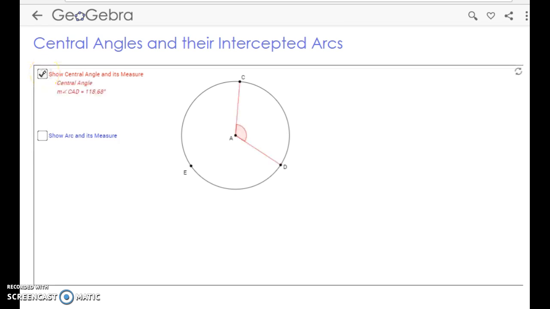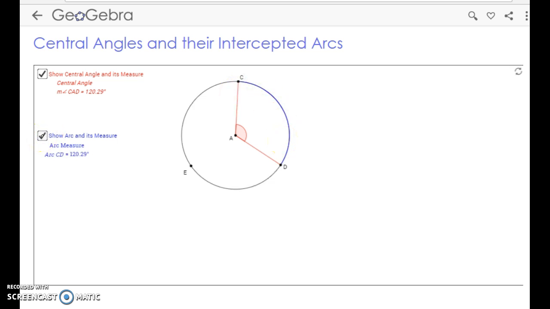In this case, my central angle is the angle CAD, A being the center of the circle. And it measures 118.68. Again, I can move some things around, and it will measure the angle for me. What I also want to know, though, is this arc that it cuts off, which, if I take this angle and kind of draw it out and trace it, is going to intersect the points C and D. So we have this minor arc right here. I want to see what it actually measures.